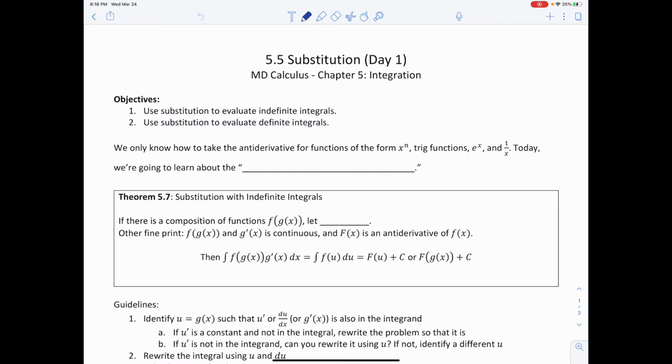Today we're going to learn about the reverse or anti-chain rule. It's also known as U substitution. We'll talk more about why in just a moment, but we've learned chain rule for derivatives and we're going to learn the chain rule for integrals.